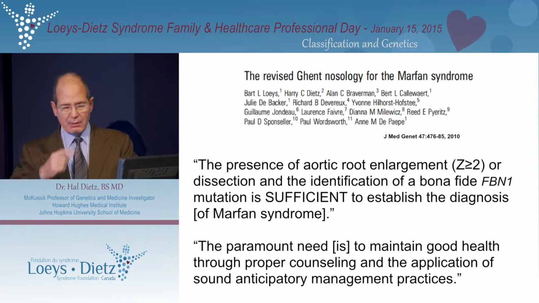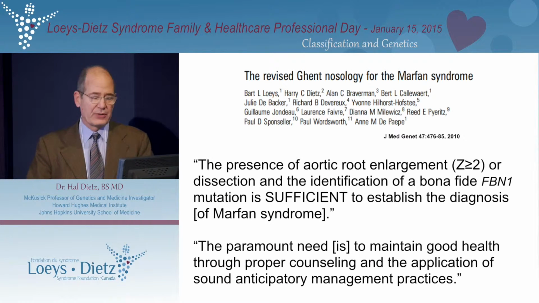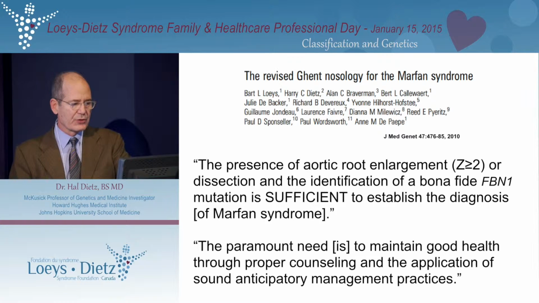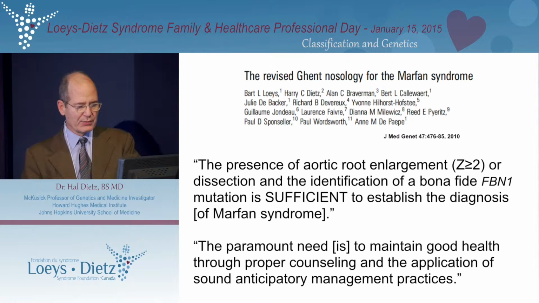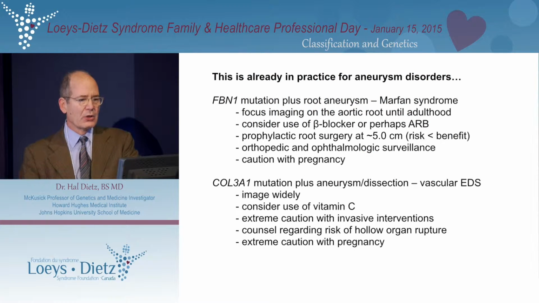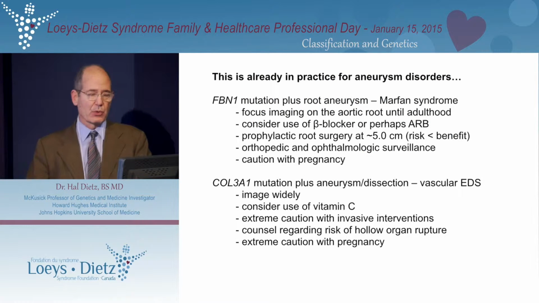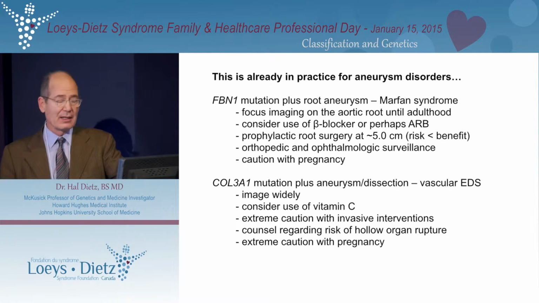So if we go to the guidelines for Marfan syndrome, they state that the presence of aortic root enlargement or dissection and the identification of a bona fide FBN1 mutation is sufficient to establish the diagnosis. And they stressed in these guidelines that the paramount need is to maintain good health through proper counseling and the application of sound anticipatory management practices. So, how has this worked in Marfan syndrome? Well, I think that anyone could argue that it's worked exceedingly well.